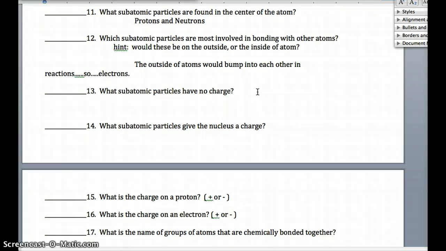The subatomic particle with no charge, remember my joke about the neutron? Asked the bartender what he owed him, and the bartender said, for you there would be no charge.